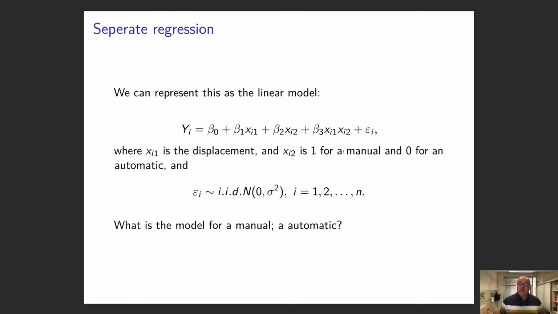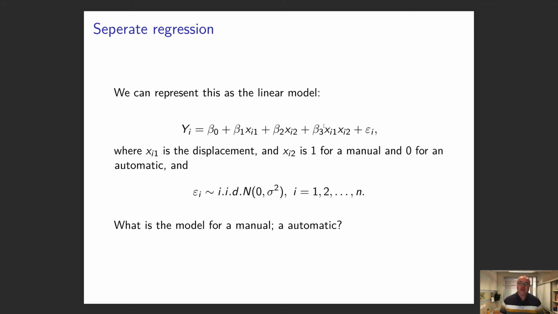If now xi2 is 1, it's a manual, this is a 1, this is a 1. So what do you get here? You just get beta 2, here you get beta 3 xi1. So now your intercept is going to be beta 0 plus beta 2. Fine. What's your slope going to be? It's going to be beta 1. Remember here we've got beta 3 xi1, so beta 3. So your slope is now beta 1 plus beta 3.